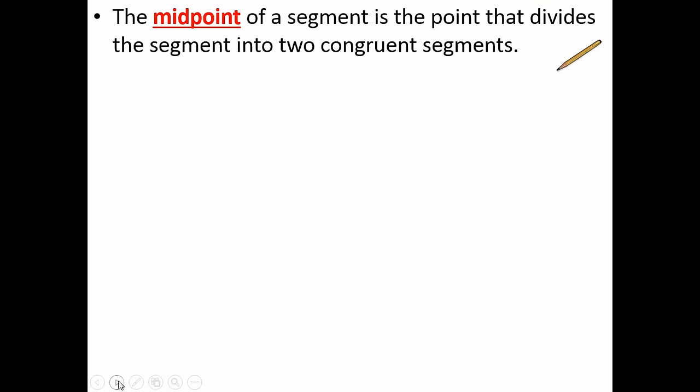So a few key words that I need to make sure you have in your notes. First of all, we're talking about midpoints today. And the midpoint of a segment is the point that divides the segment into two congruent smaller segments. So the midpoint is just what you think it is. It's the point in the middle. It makes two equal halves on either side.